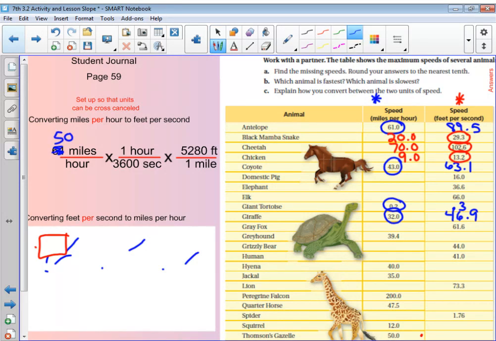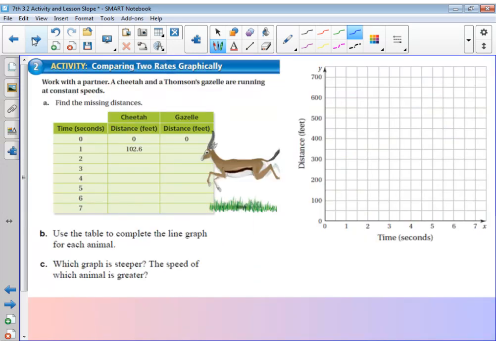On my calculator, let's go 50 times 5,280. And then divide by that 3,600. Gives me 73.3. So I'm going to jot that down. Okay, so I have 73.3 for that one. And then my cheetah was the 102.6. So those are the two that I need for my chart. I'm going to jot those down quick.